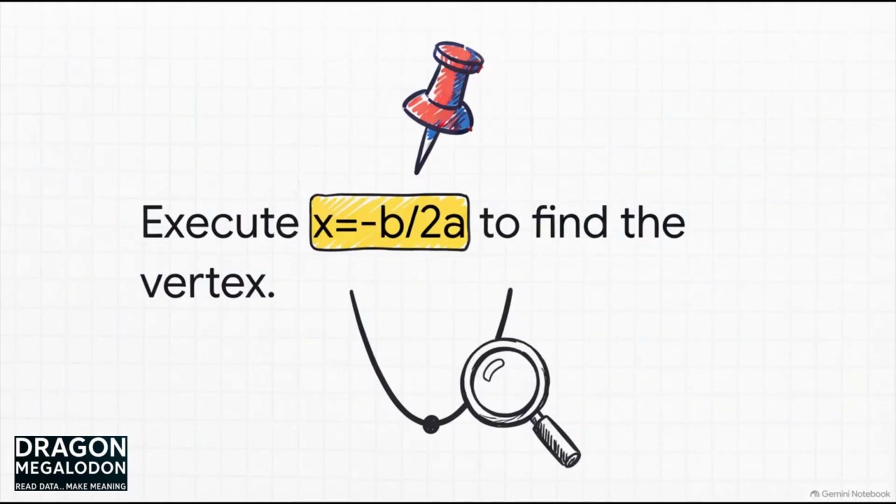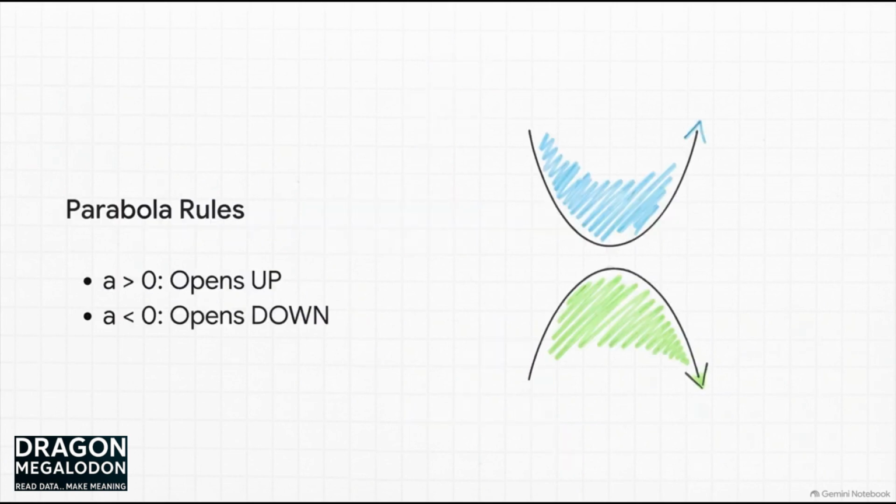But hey, what if your code is locked in standard form and you can't easily refactor it? Well, don't panic. You can just execute this specific formula to find the exact x-coordinate of your vertex. It's x equals negative b divided by 2a. Just run that little snippet, plug the output back into your main function, and boom, you have pinpointed your exact peak or valley.